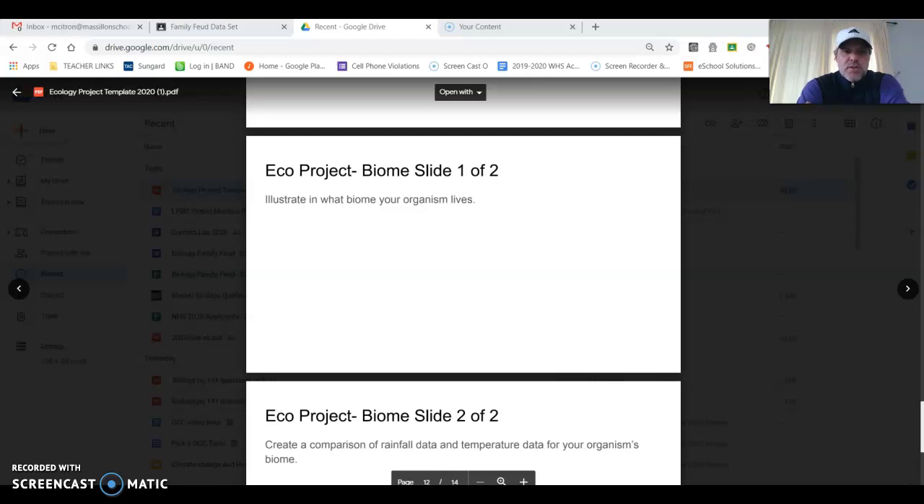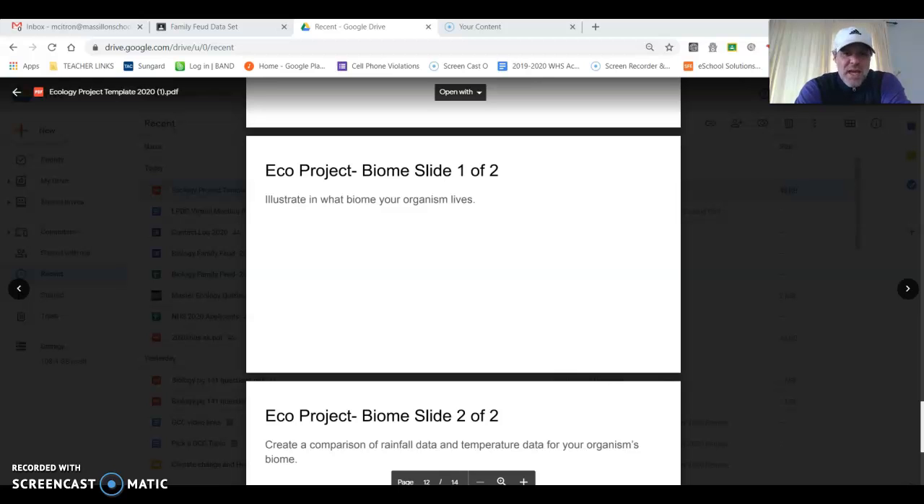You should be able to see my screen where you're looking at the Ecology Project Biome slide one of two. There are actually slides 11, 12, 13, and 14 of the project. I've had several questions about this. I was going to plan to do a live class for anybody who had questions, but you know what? I'll just do a recording and you guys can watch it at your leisure.